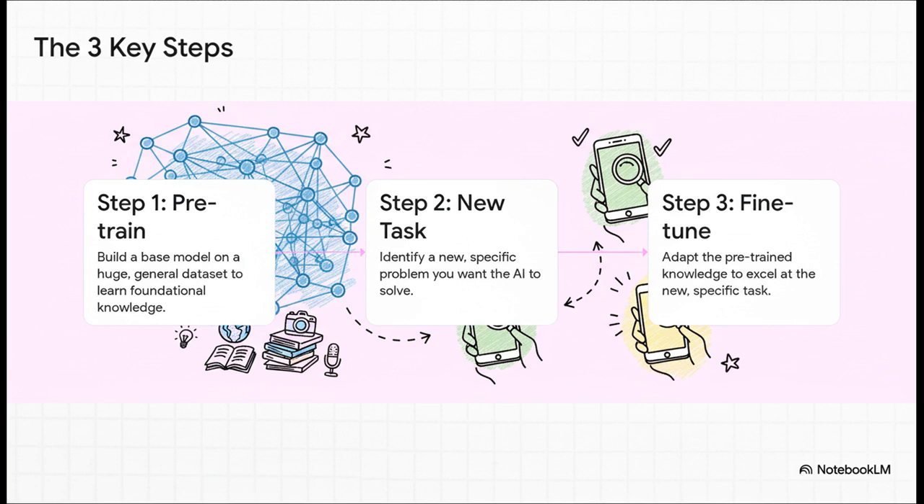Step two, you figure out your new specific task. Maybe you want to build an app that can identify different species of birds. And then step three, you adapt that massive foundation for your specific goal. This super important step, the specialization part, that's called fine-tuning.